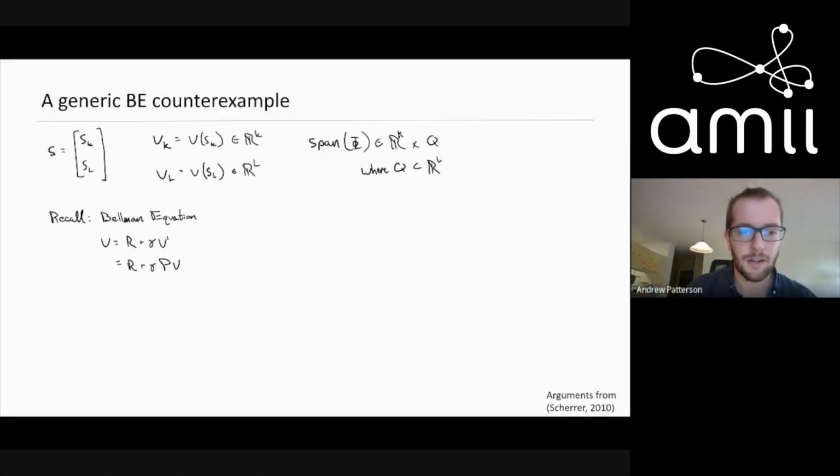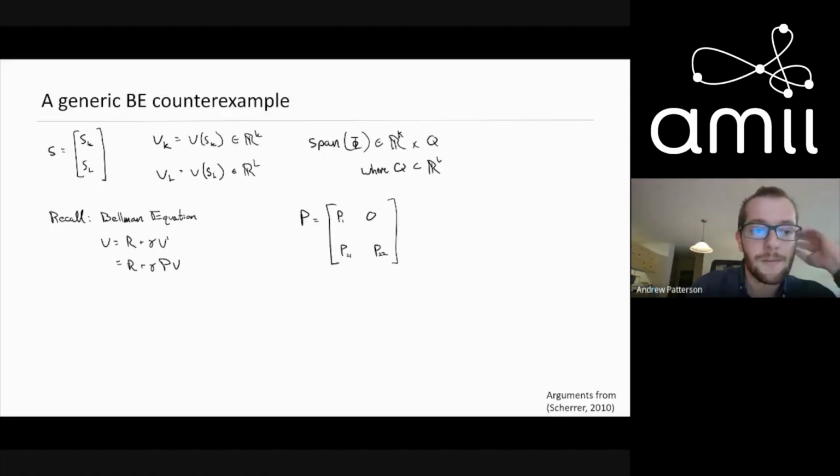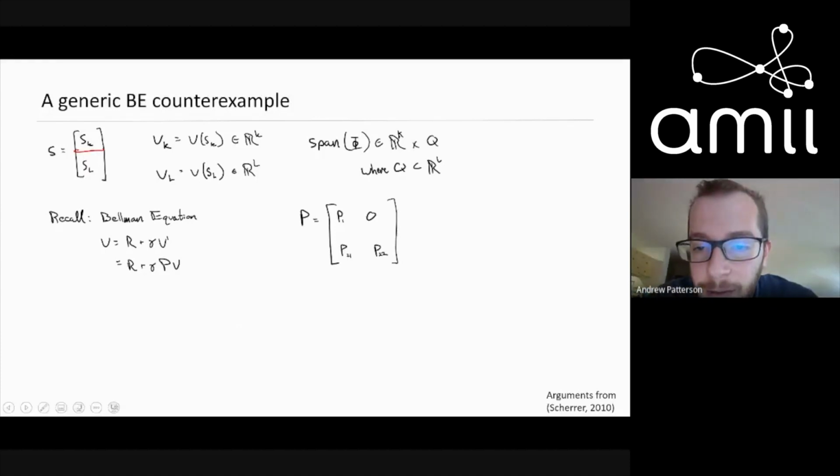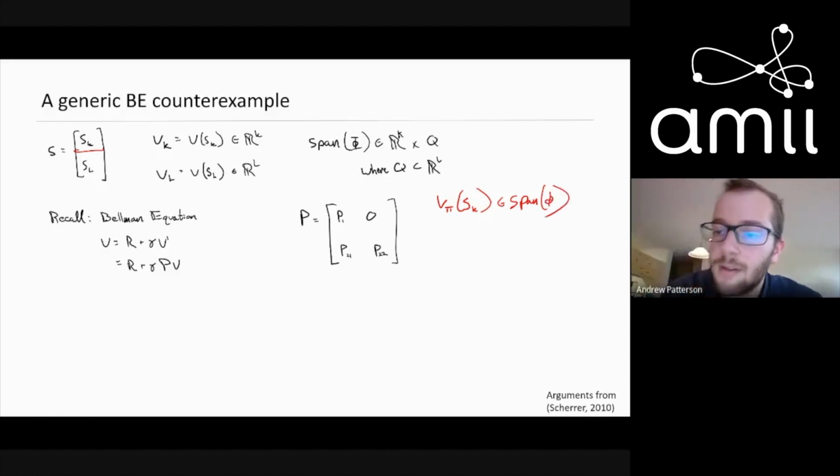The argument that he's making is: I list all of my states here, and I want to partition the states. I'm partitioning them into K states, where the V pi of these K states is in the span of my features, meaning I can represent V pi. That's really what I'm trying to say.